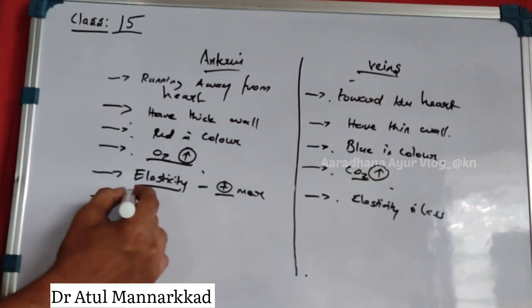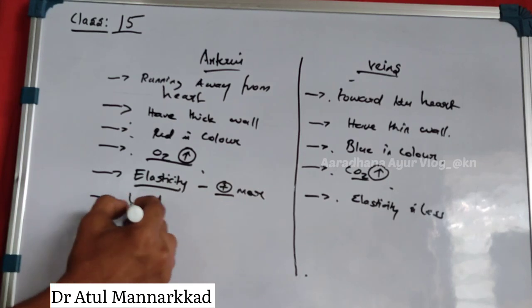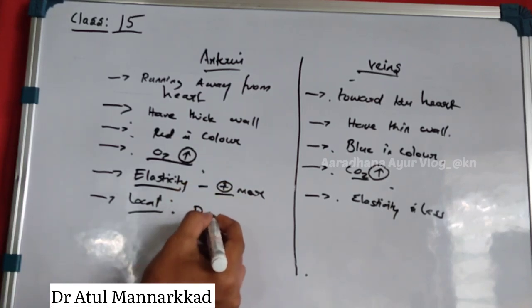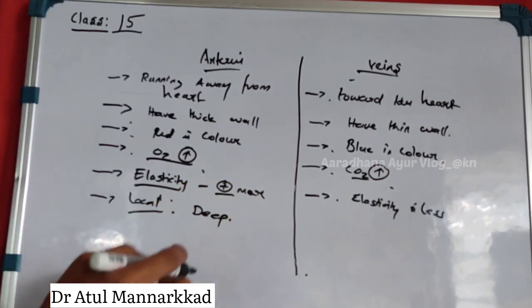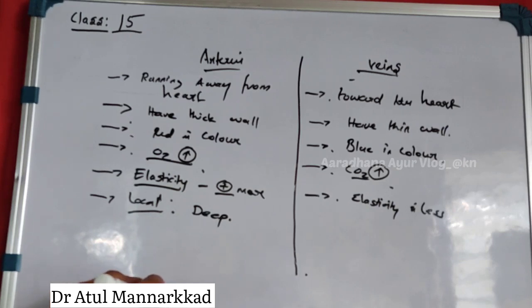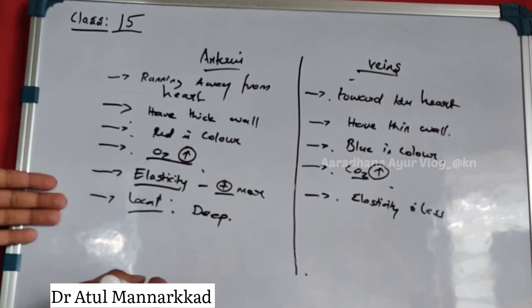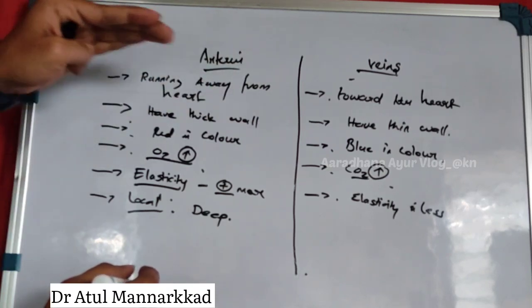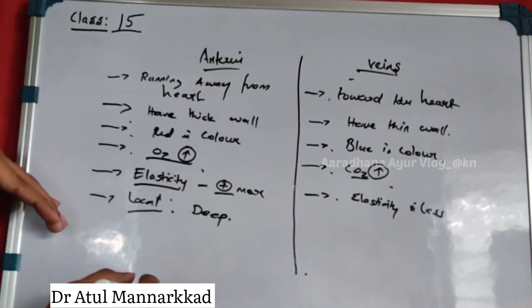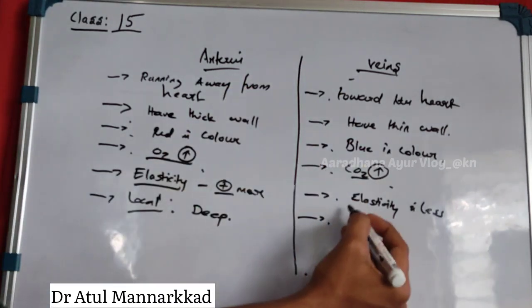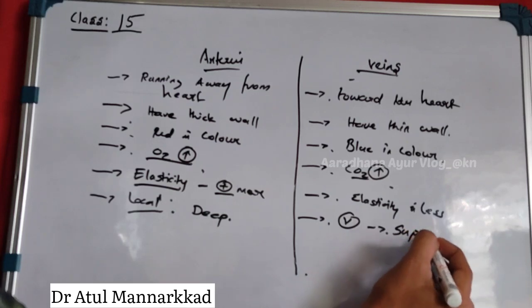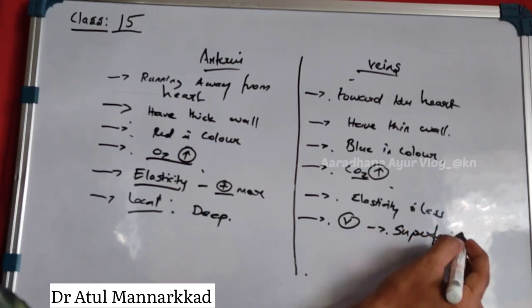And let's see the location part, whether it is located deep or superficially. When we see the arteries, they are present deep. While palpating the radial artery, or any of the arteries, it will be present deep compared to the veins, not that deep, but compared to the veins it will be deep. The veins are present superficially, we can see the veins.